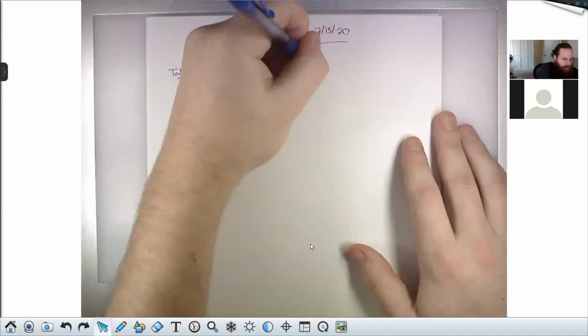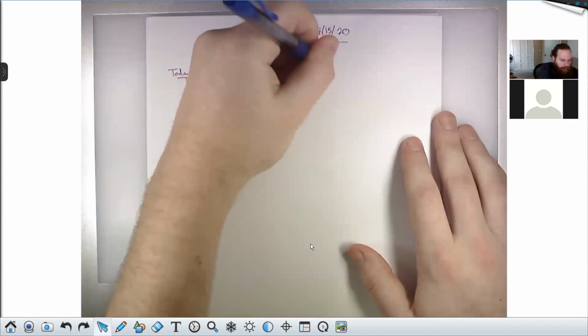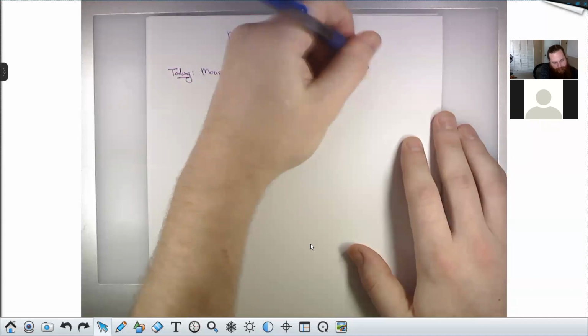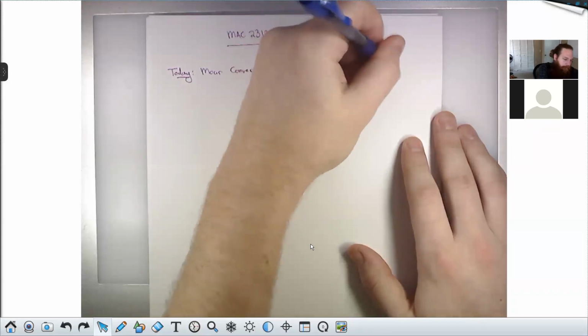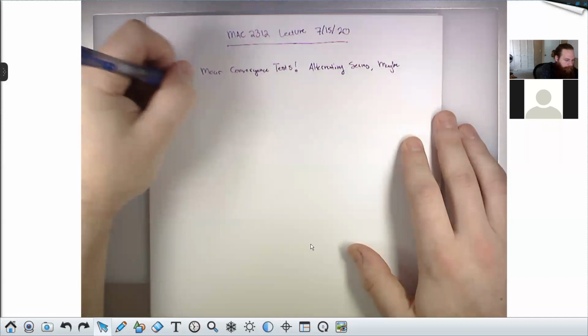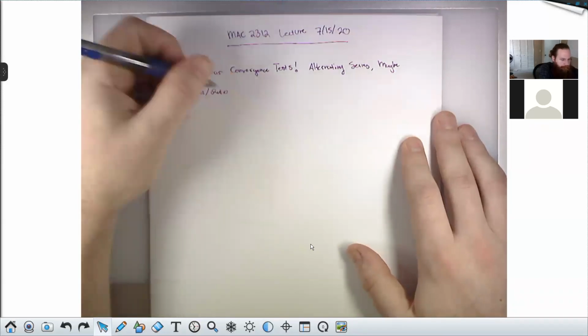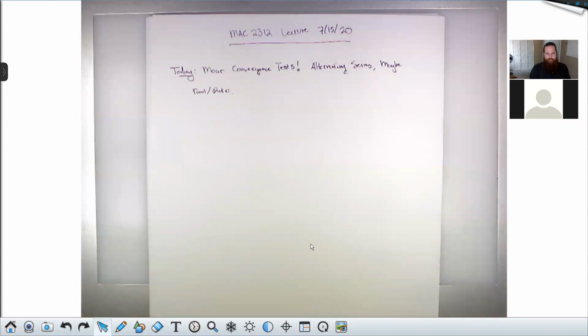Specifically, the convergence tests which we still need to learn are alternating series, and this is section 11.5, and then the root and ratio test, which is section 11.6.